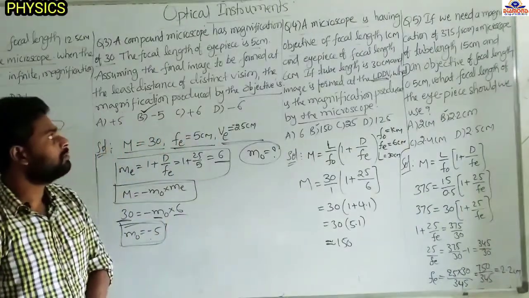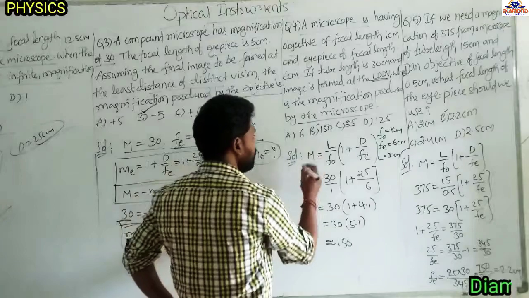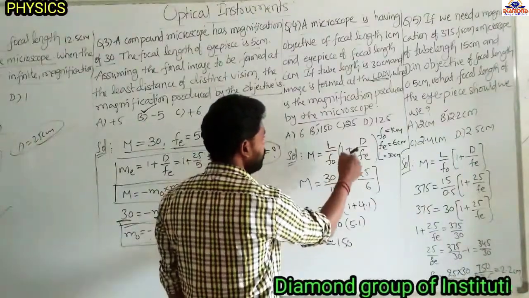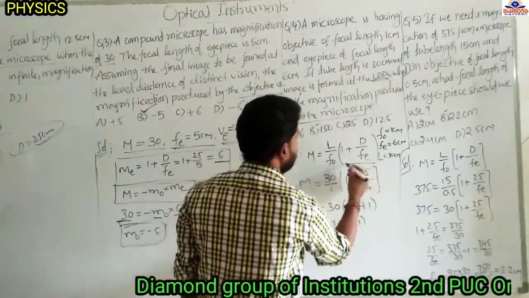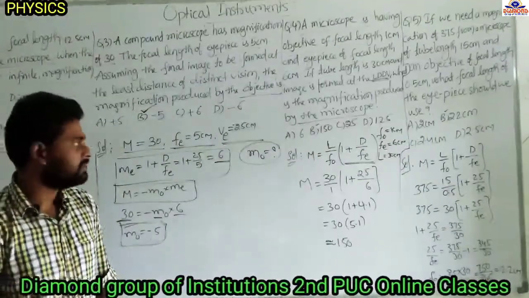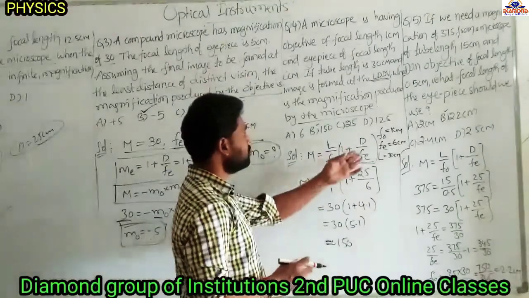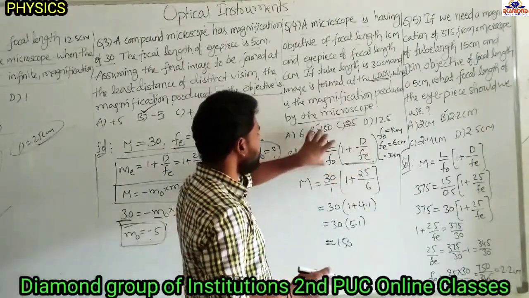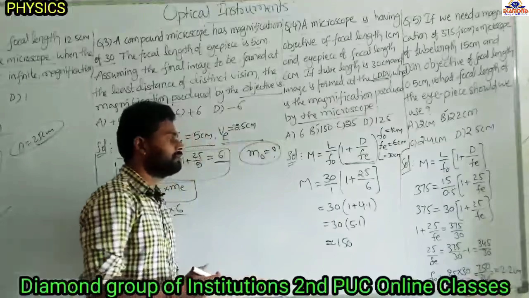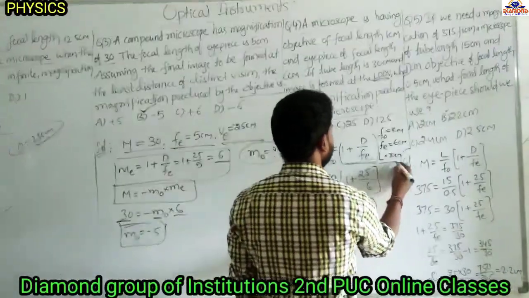This microscope is nothing but a compound microscope, because they gave the tube length also. So the formula is m equal to L by f naught into 1 plus D by F E. Here 1 plus D by F E is the simple microscope formula, because if the image is at the least distance of distinct vision, the eyepiece works as a simple microscope, and the other part is for the objective lens. The length is given as 30 centimeters.